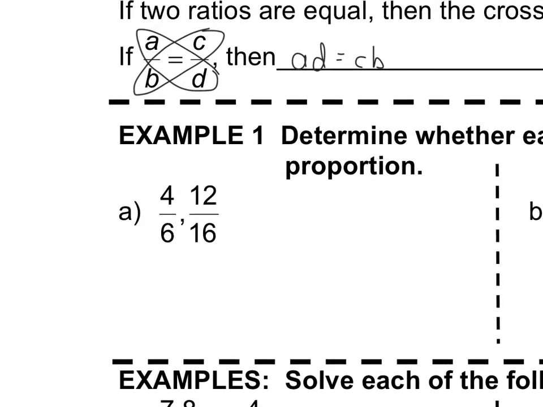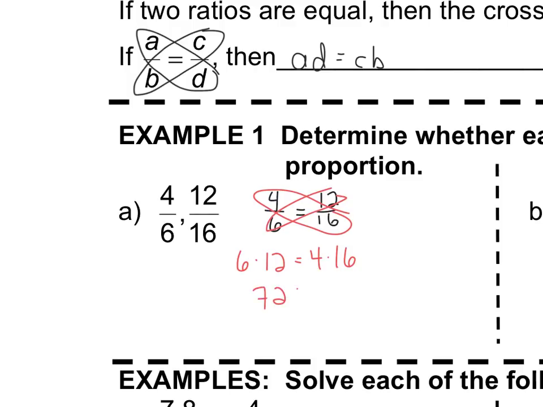So I'm going to set this up as 4/6 equals 12/16. Now I'm just going to do my cross multiplication. I have 6 times 12, and you do not have to write all this out if you don't need to, equals 4 times 16. Now, of course, you can use your calculator for this if you need to. 6 times 12 is 72. 4 times 16 would be 64. Those are not equal, so this is not a proportion, okay?